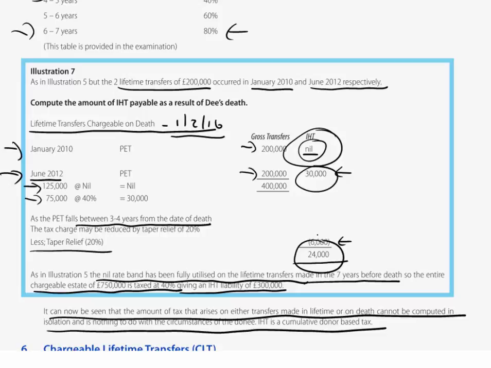You can now see the relevance and the importance there of the timing and the fact that IHT is a cumulative donor-based tax. Whoever received the PET in January 2010 of 200,000, though sadly their D went on to die within 7 years, suffered no tax. The June 2012 recipient suffered tax charge of 24 after taper relief had applied. And the poor old recipient of the £200,000 gift in June 2014 lost £80,000 of that in the form of a tax charge. You can see now how important the timing of these transfers is.